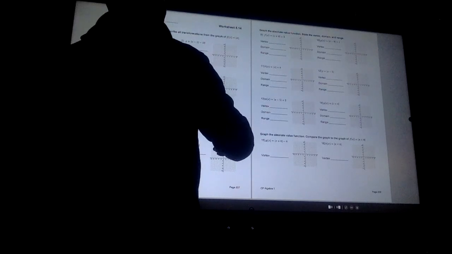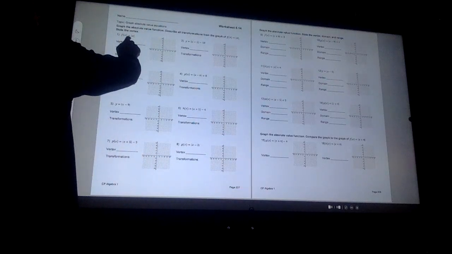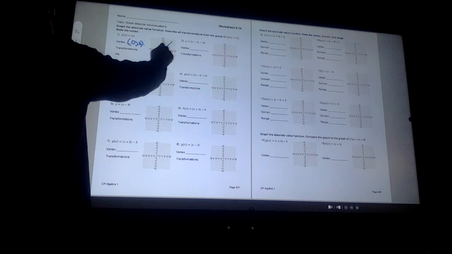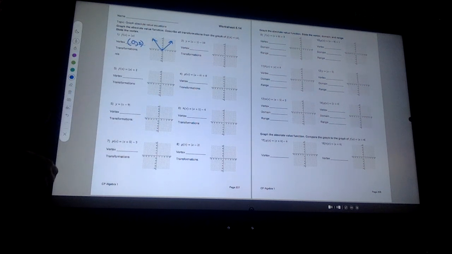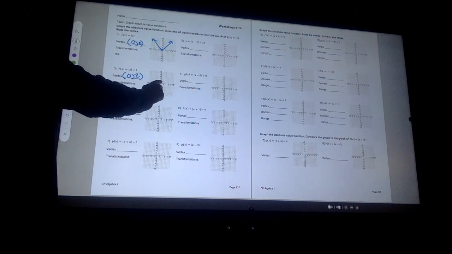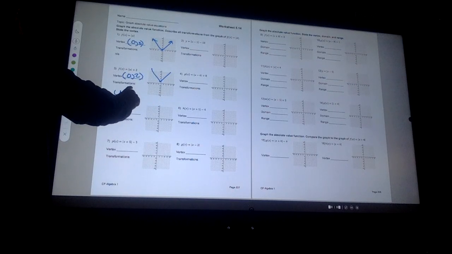All right, I will run through the odds on this. So the vertex here is 0, 0, right there. So we're going to go this and this. Okay, there's no transformation on it. Number 3, my vertex is going to be 0, 2 because it's outside. So it looks like this and this. Transformation's up 2.